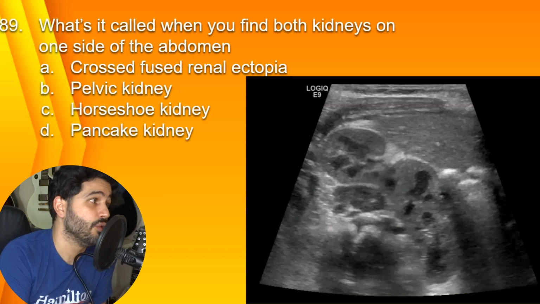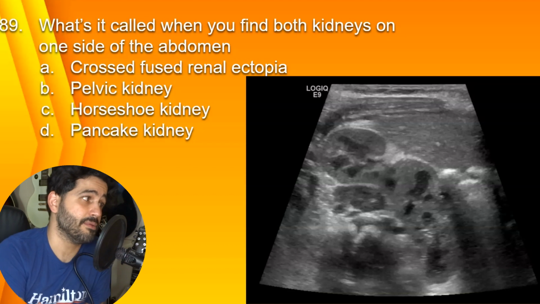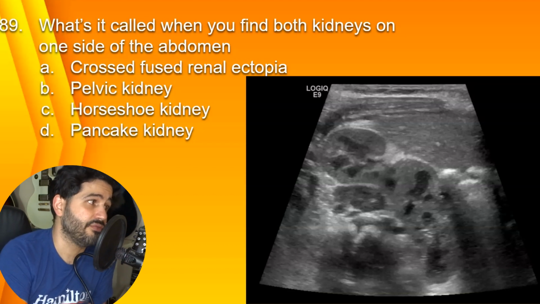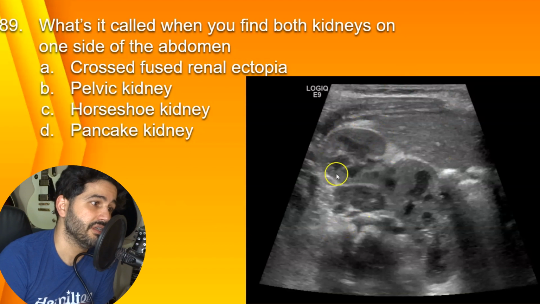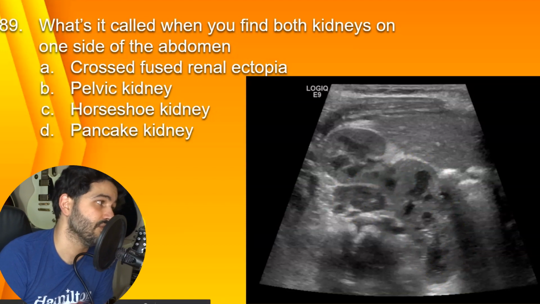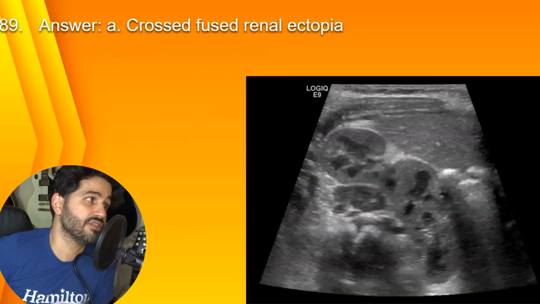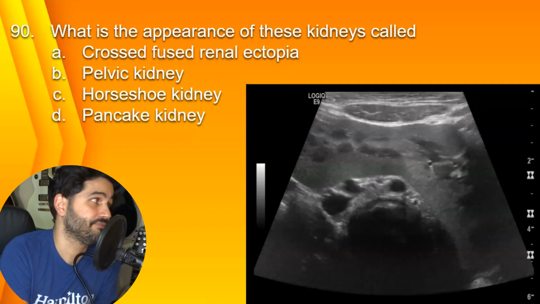Number 89. What's it called when you find both kidneys on one side of the abdomen? A, crossed fused renal ectopia. B, pelvic kidney. C, horseshoe kidney. Or D, pancake kidney. All right, so this is an image from the right side of the abdomen, and you can see what looks like two kidneys fused together. All right, here's your psoas muscle, some iliac vessels. So the answer is A, crossed fused renal ectopia.